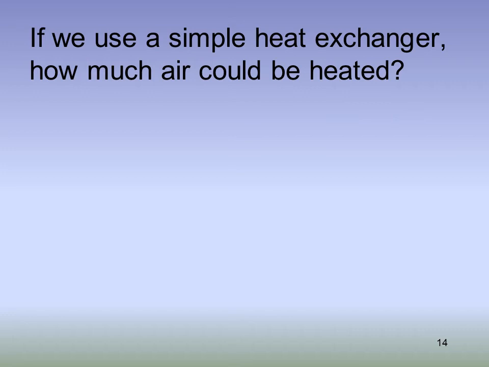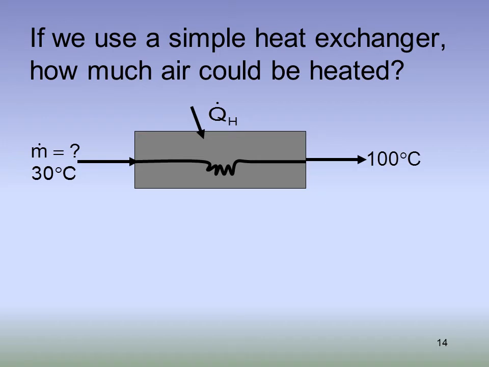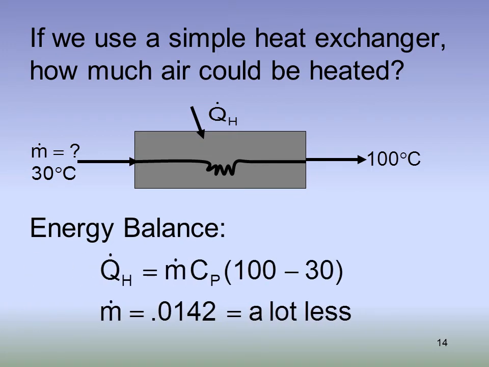Now, what we just looked at was the best we could do with any system any engineer could devise. Now we're looking at a simple heat exchanger, how much air could be heated. Here's our system, mass coming in, heat added. We're not trying to pull anything from the surroundings. So that heat is all we have, that 1 kilowatt. The energy balance is very simple. QH equals mass times Cp times delta T. We get 0.0142. As you recall, earlier the mass was 0.0509, something like that. So we really get more than 3 times as much air in the ideal process. And with a simple heat exchanger, we get a lot less.